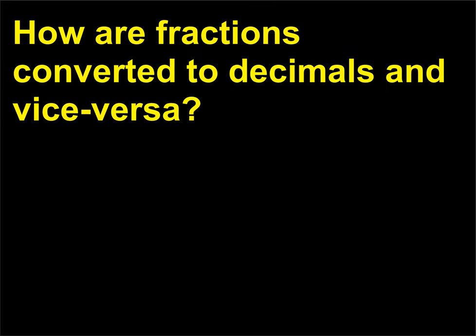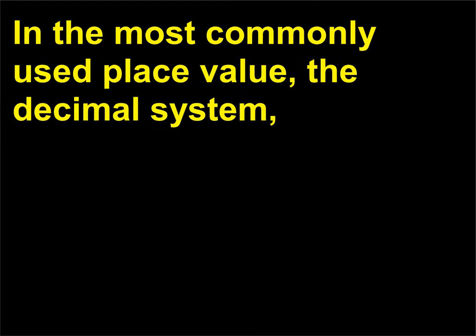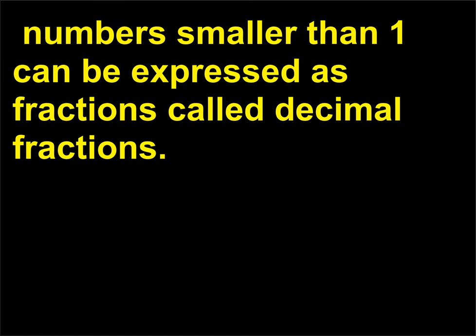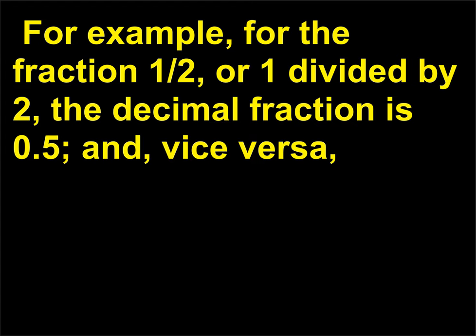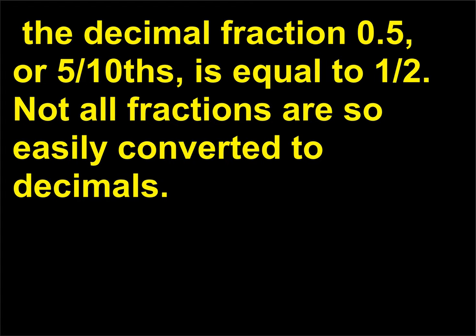How are fractions converted to decimals and vice versa? In the most commonly used place value, the decimal system, numbers smaller than 1 can be expressed as fractions called decimal fractions. In this system, the decimal fractions are expressed in terms of tenths, hundredths, thousandths, and so on. For example, for the fraction 1/2, or 1 divided by 2, the decimal fraction is 0.5, and vice versa. The decimal fraction 0.5, or 5/10ths, is equal to 1/2.